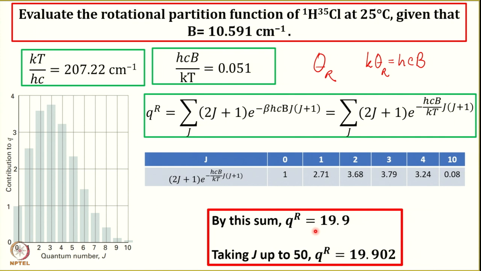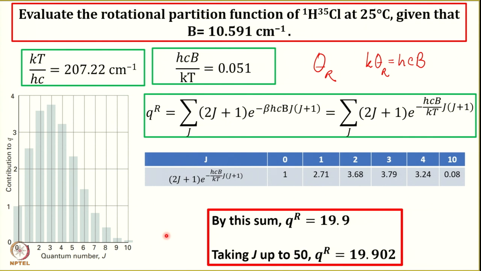And then suppose you keep on calculating up to j equal to 50, let's say you include all the terms up to j equal to 50, then the sum becomes, instead of 19.9, it becomes 19.902. So that means eventually if you keep on increasing the value of j, the additional contribution becomes less, less and less.